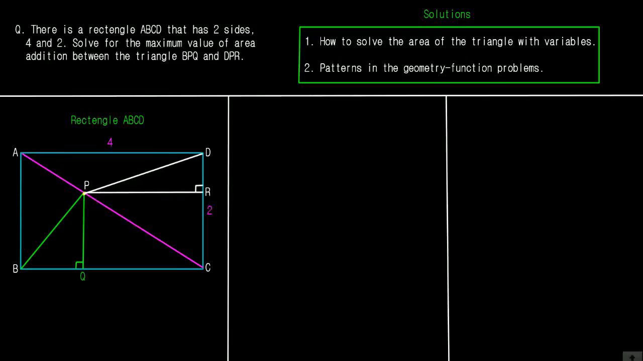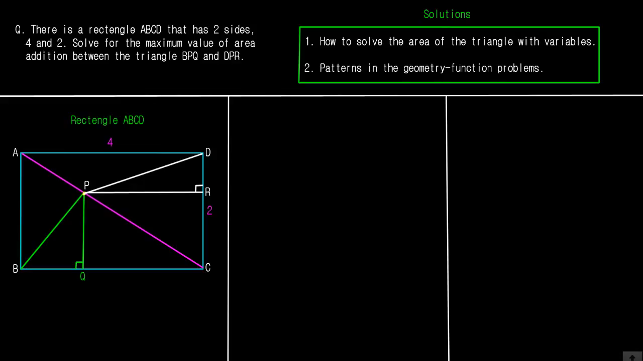There is a rectangle ABCD that has two sides, 4 and 2. Solve for the maximum value of area addition between the triangles BPQ and DPR. First, if we first solve for this question, let's think about the properties of our rectangle.